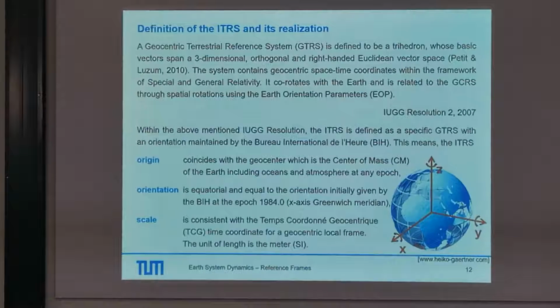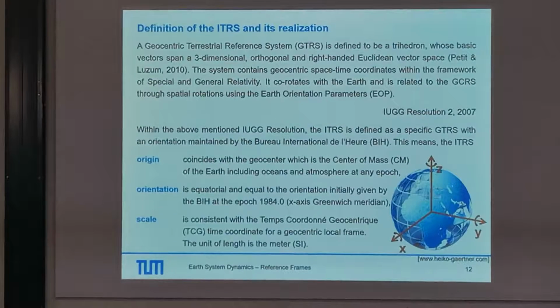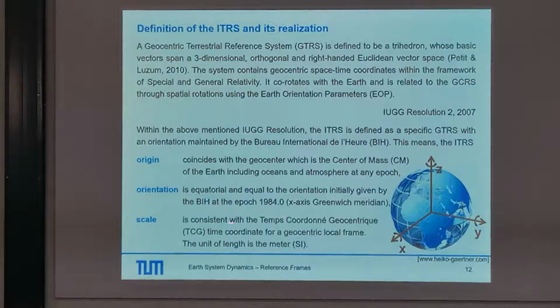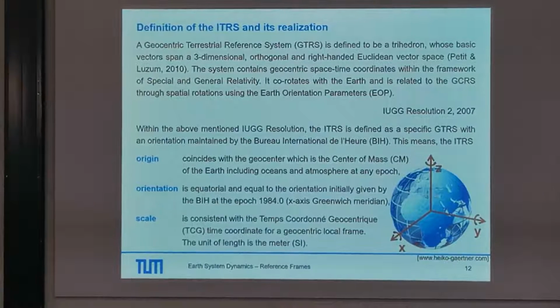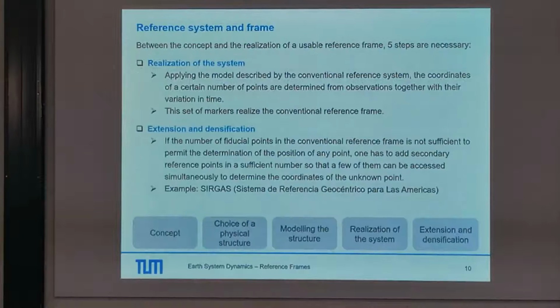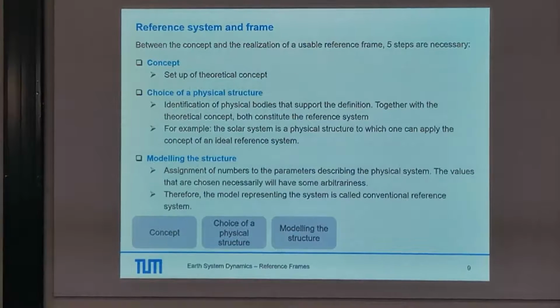And the scale, finally, because this is the last quantity we have to know in order to have the system defined, is consistent with the TCG, the geocentric time, as we said before, and the unit is the SI meter. So these statements give us the theoretical definition of the system. So this is more or less, as we had it before, the physical choice and the modeling of the structure up to a certain point.